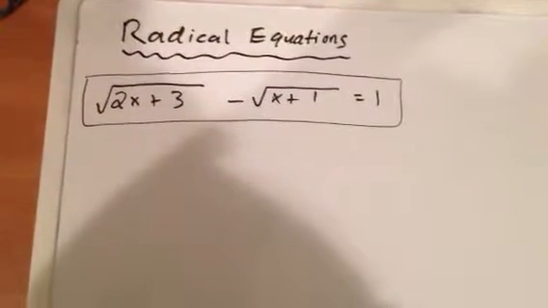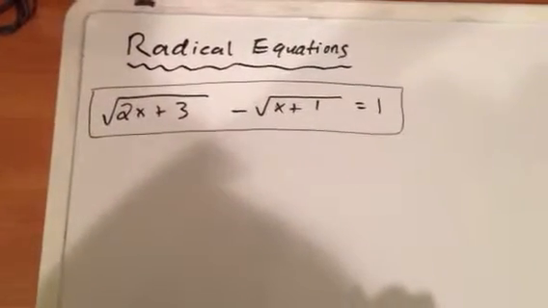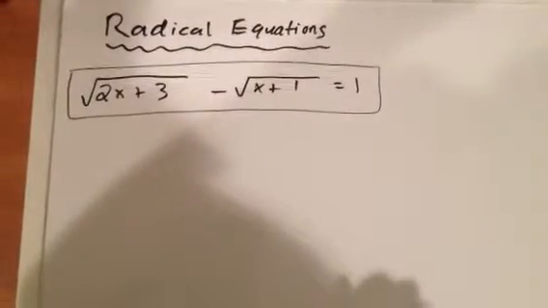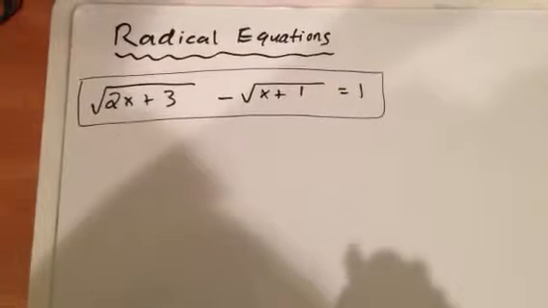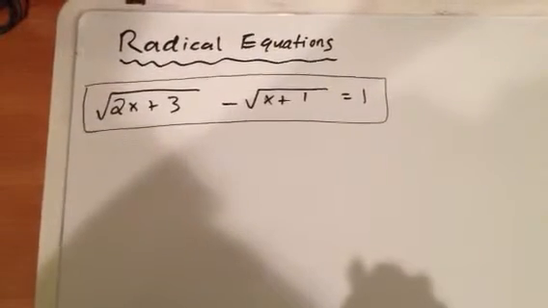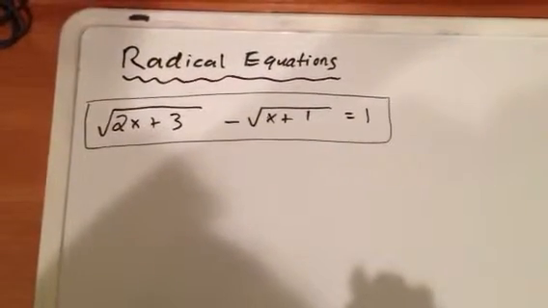Here's a sample problem. If the square root of 2x plus 3 minus the square root of x plus 1 equals 1, what is the value of x? When you approach any radical problem, what you should think about doing is isolating the radical.